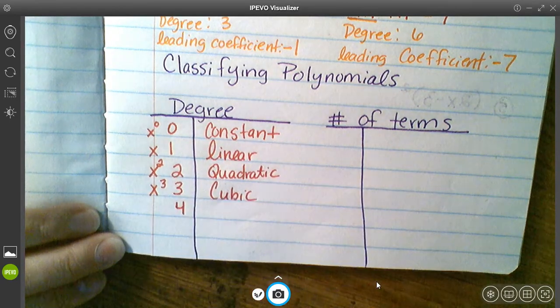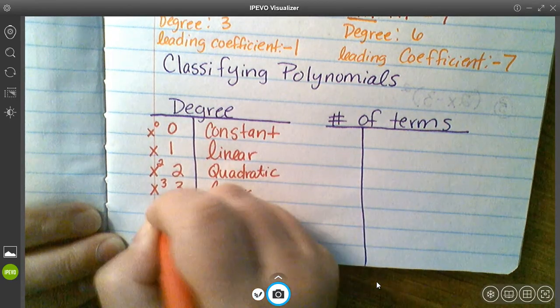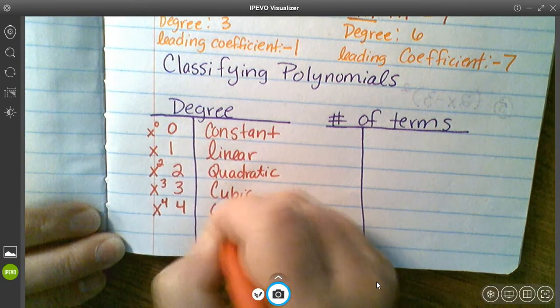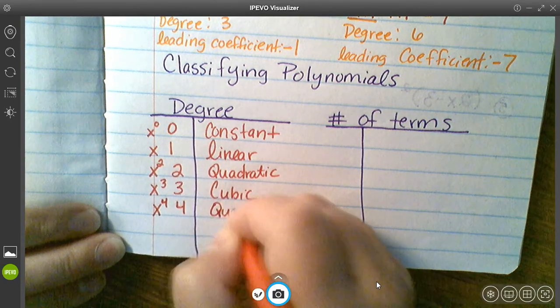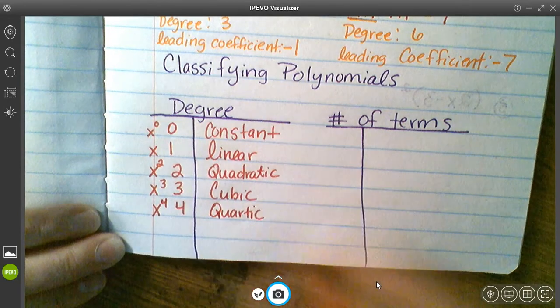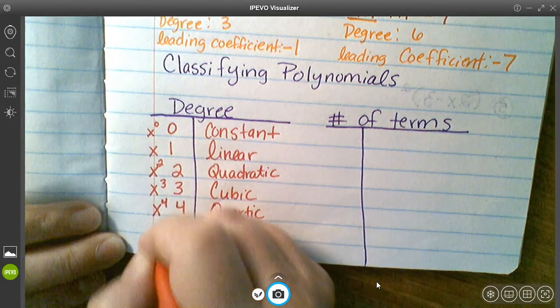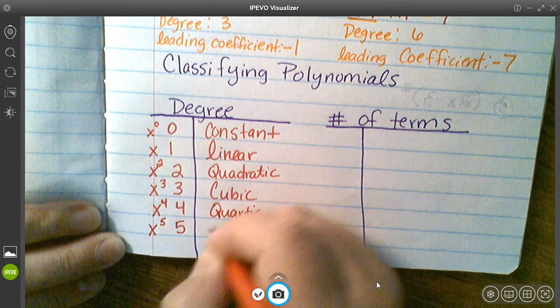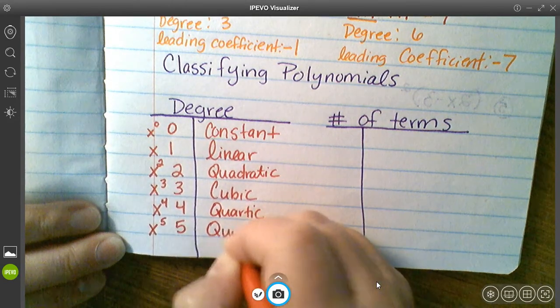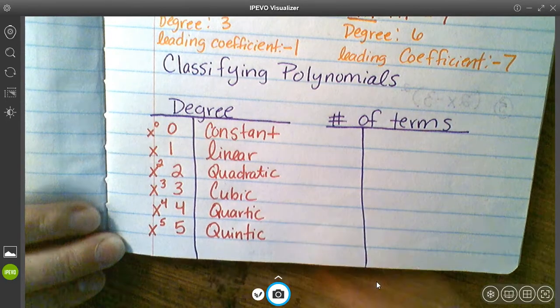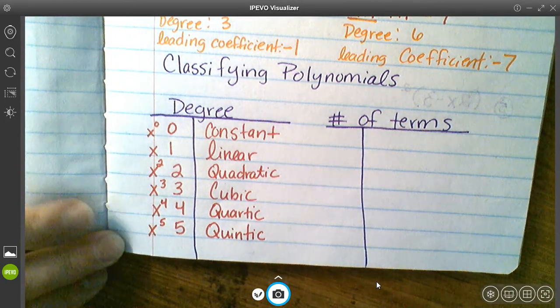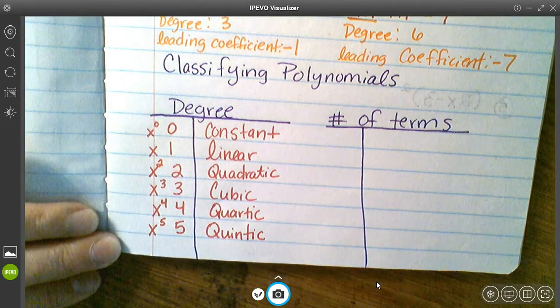A degree of 4, x to the 4th power, so quartic. 4 quarters and $1, quarters, quartic. And the last one we will discuss is quintic to the 5th power. We really don't talk about anything higher than quintic or to the 5th power.